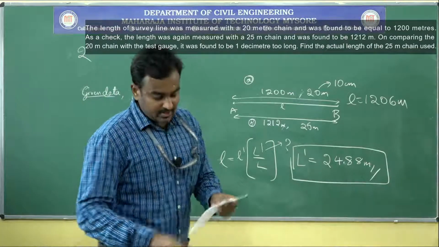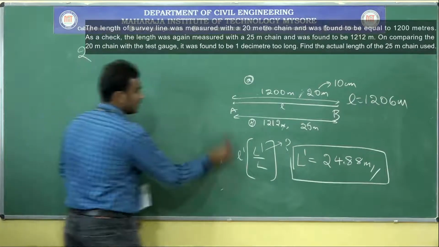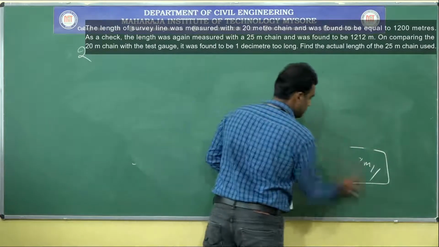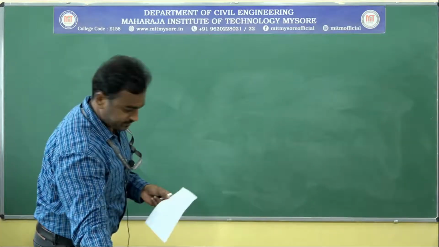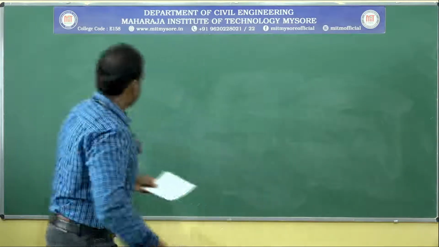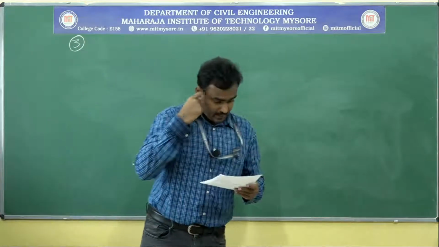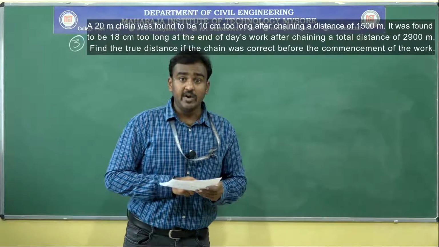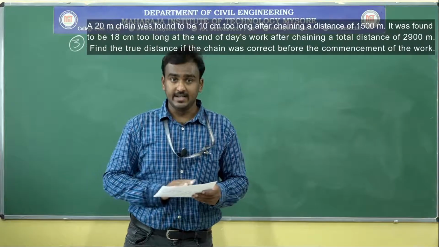In the next problem, let us see, it is very interesting. Wonderful problem this is. Third problem, final problem of this session. Let me read out. A 20-meter chain was found to be 10 centimeter too long. So now itself he is mentioning the incorrectness of the chain.